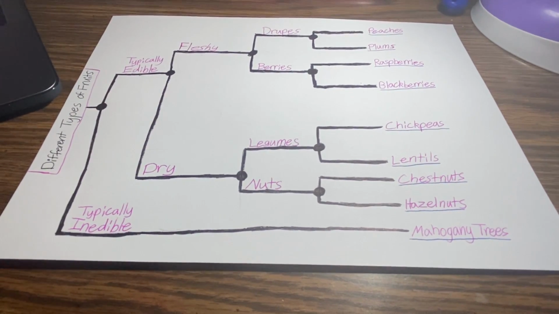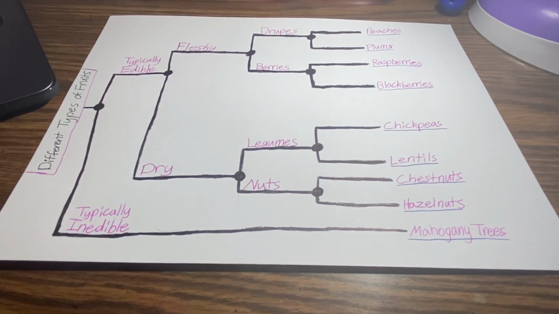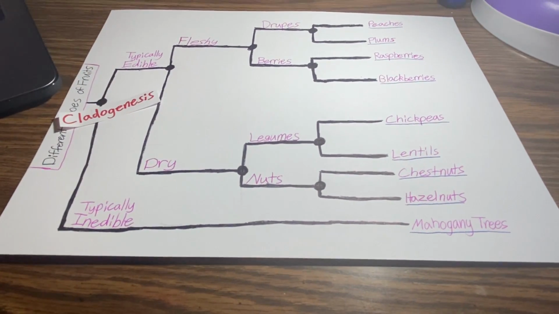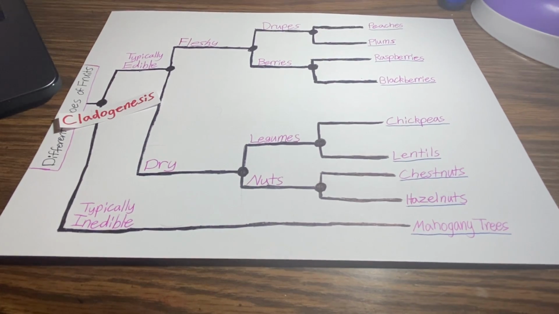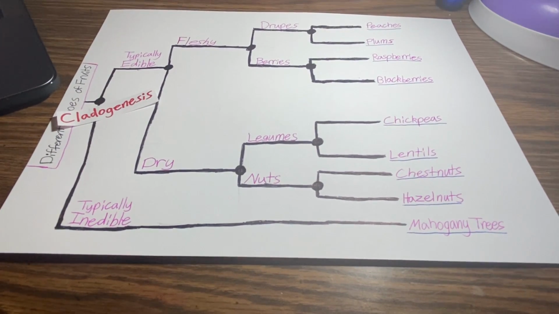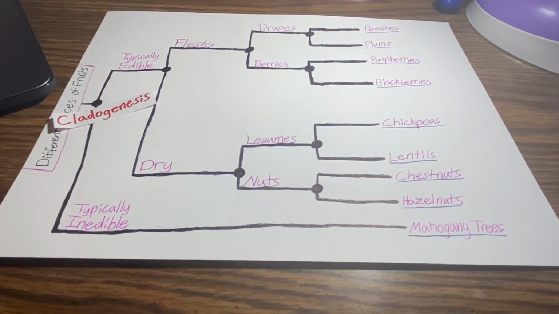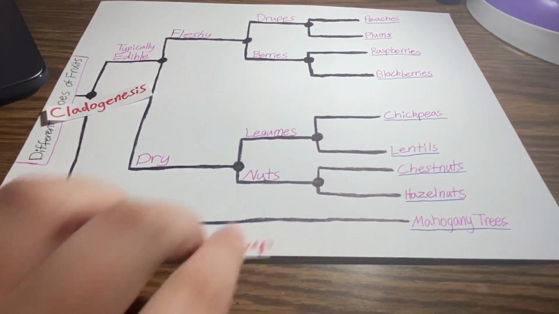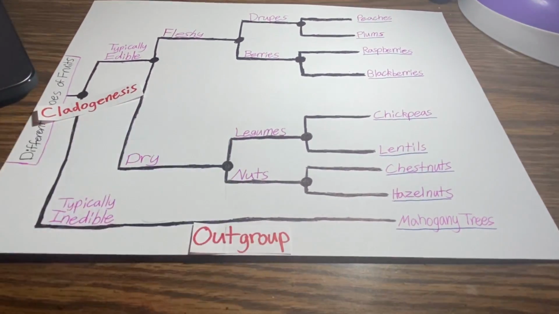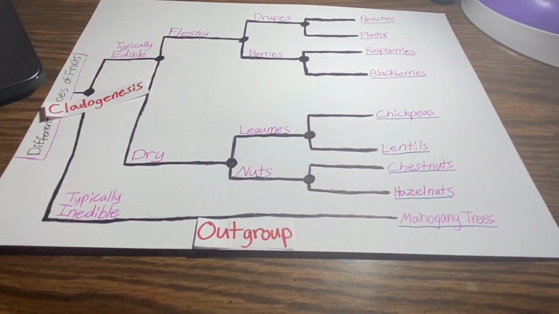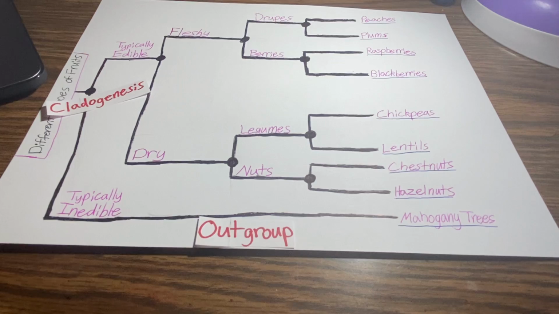This splitting of one lineage into two is known as cladogenesis. From cladogenesis, we have our first outgroup, which is mahogany trees. An outgroup is one individual that has the most OTUs, or differences, between the other fruits. The outgroup is also an example of an anagenesis. Anagenesis is the process of evolution within a lineage over time.